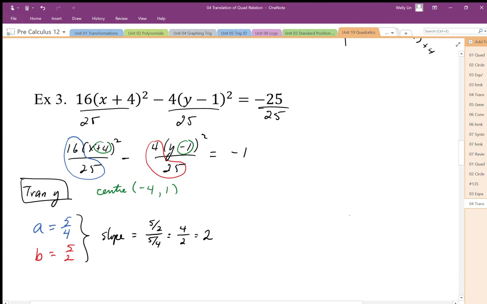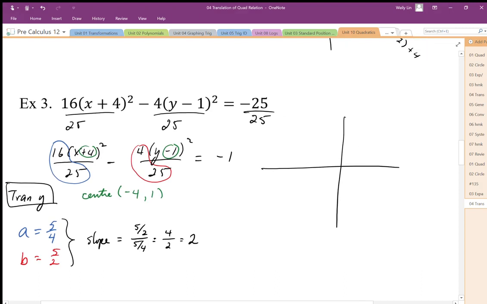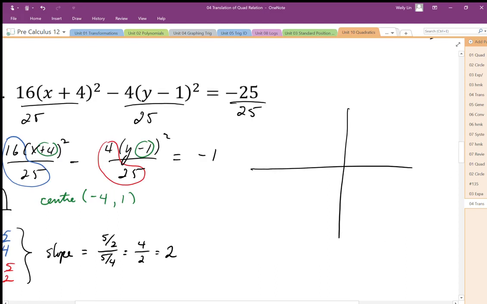So, sketching my graph here. At negative 4, positive 1 is my center. Maybe I'll do that in green to locate my center. So negative 4, positive 1 is my center point. Using my a and b, this is going to be hard to fit all these coordinates here, so maybe I'm going to stretch it out a little bit. So that's negative 4, positive 1.